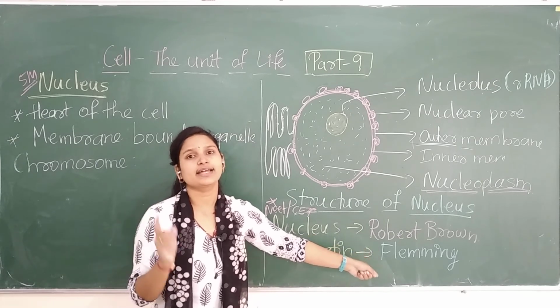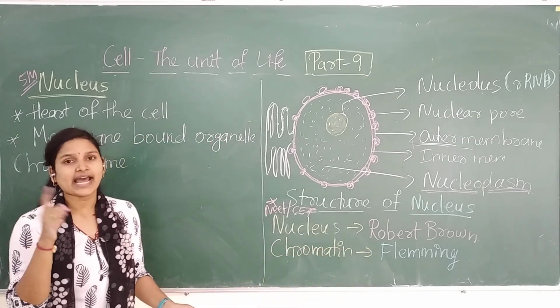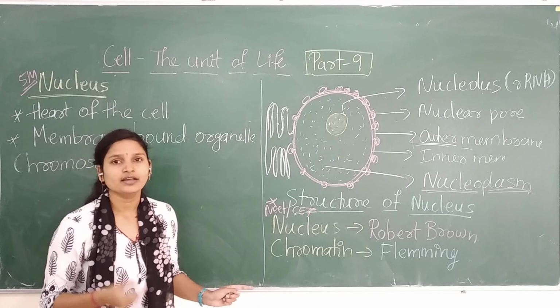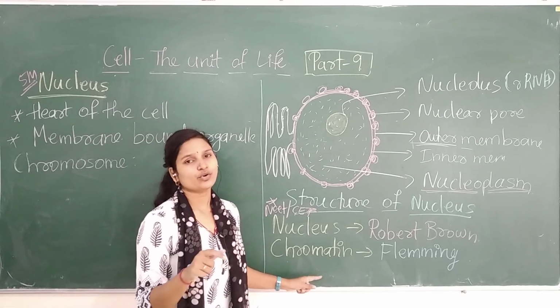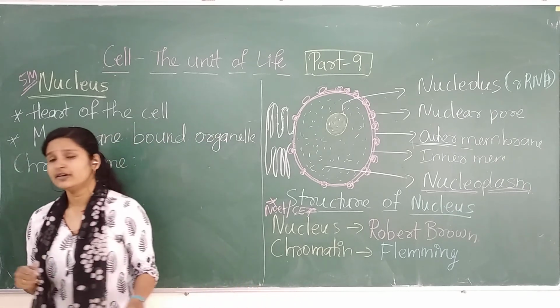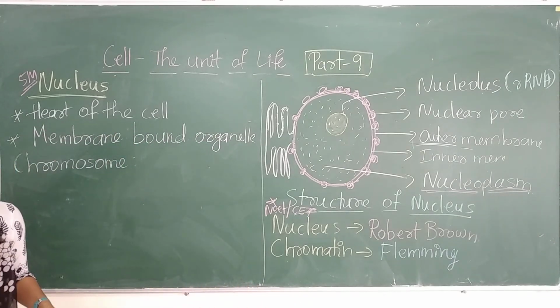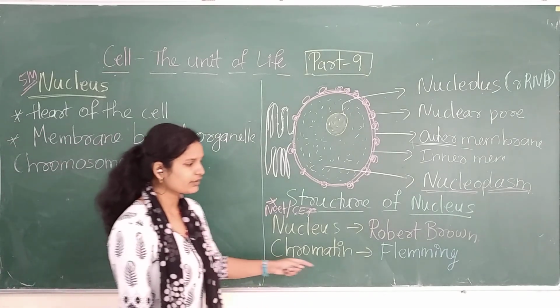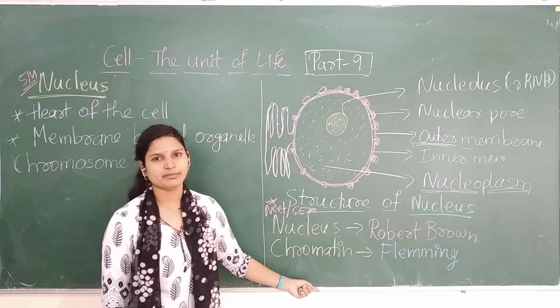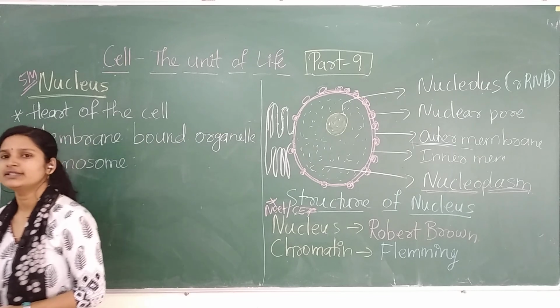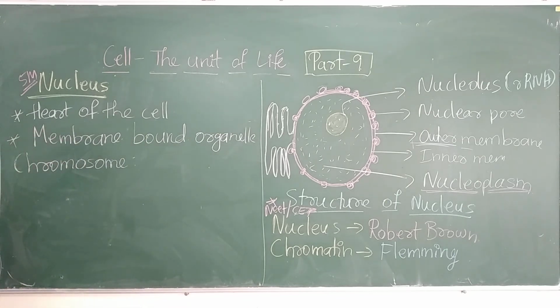Inside the nucleus there will be genetic material. That genetic material is a thread-like structure that we call chromatin. The chromatin present inside the chromosome was found by Fleming. Okay, the scientist Fleming. Very, very important. Try to remember this. So we are moving further to the structure of the chromosome.